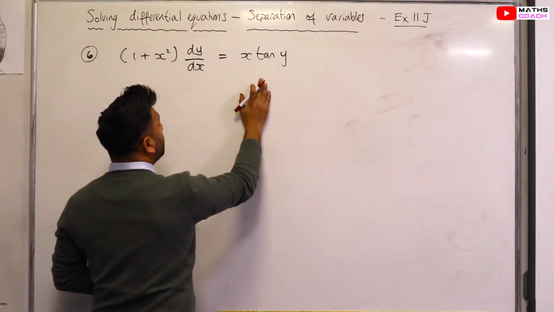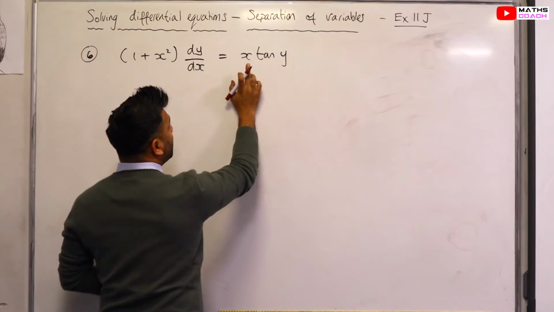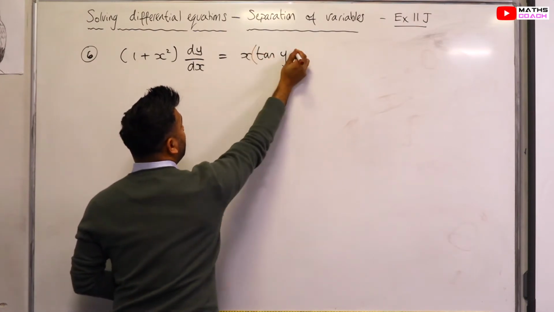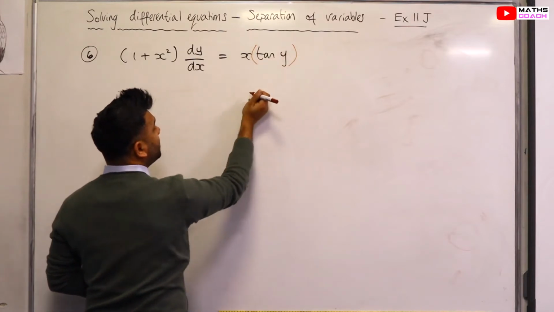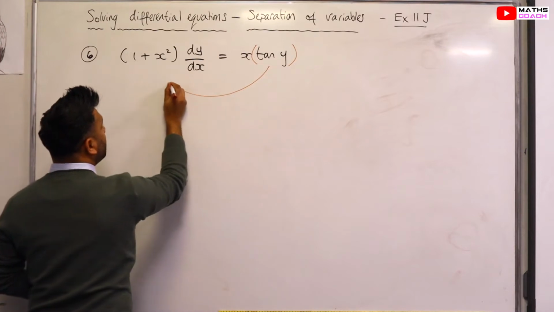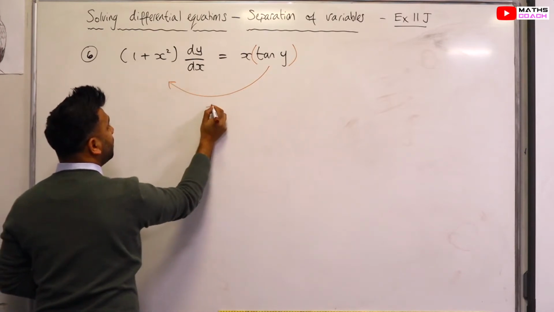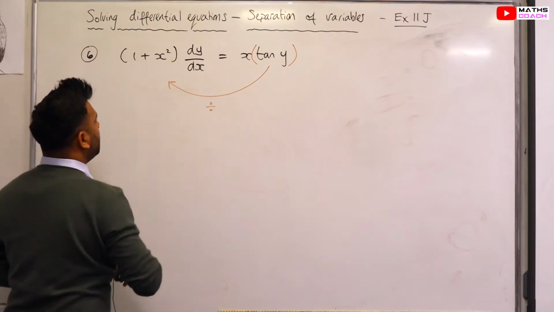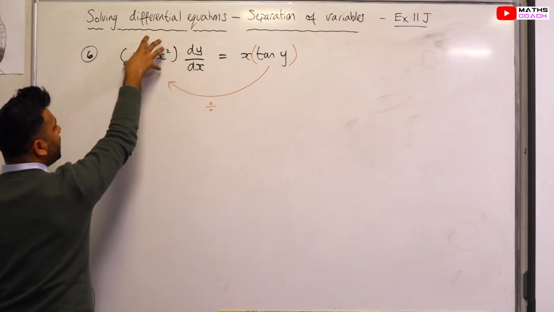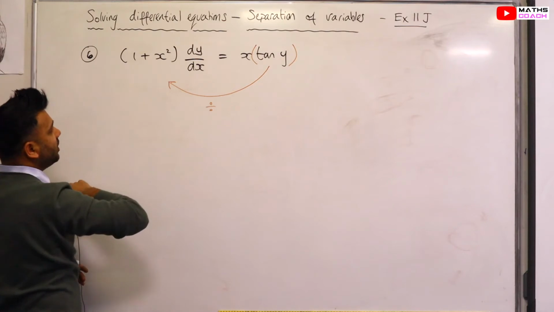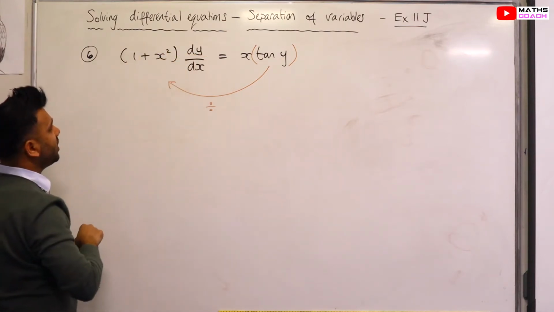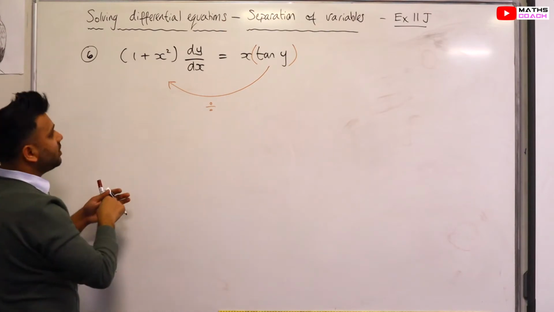Now, if we look here on the right hand side, we have x multiplied by tan y. So we can put a bracket, or a circle, around the tan y. This is in terms of y, which needs to go across to the left hand side through division. And on the left hand side, we have the dx and the bracket that has 1 plus x squared. So we have to move the dx and this bracket across to the right hand side, but I'll do that on the second step.